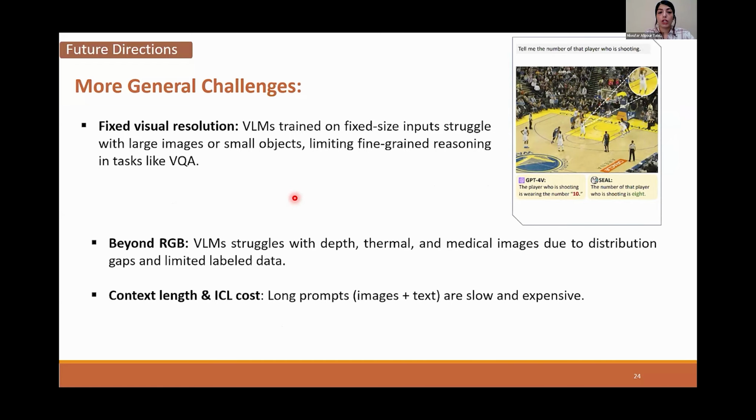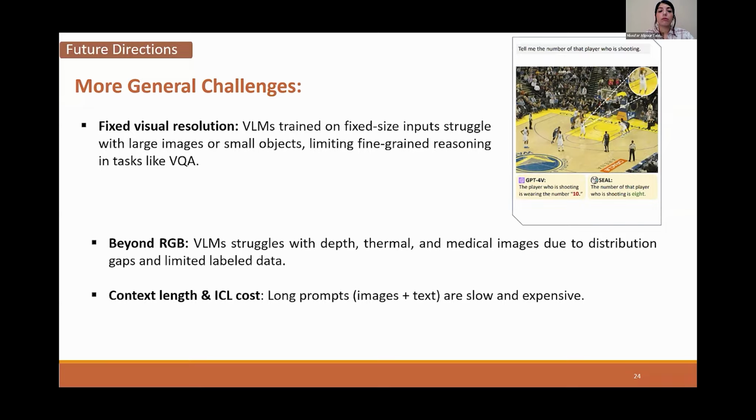The other thing is fixed visual resolution. VLMs are usually trained on fixed-size inputs. When we feed images with high dimensions, they use scaling, and so they cannot concentrate on questions that need detailed information. For example, here you can see an example. It cannot detect the number correctly. It says that the player who is shooting is wearing the number 10, while it is 8. It cannot detect detailed information and pay attention to the correct and important pixels because of the scaling.